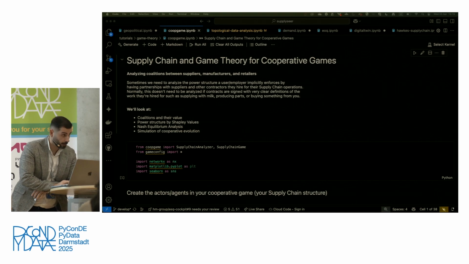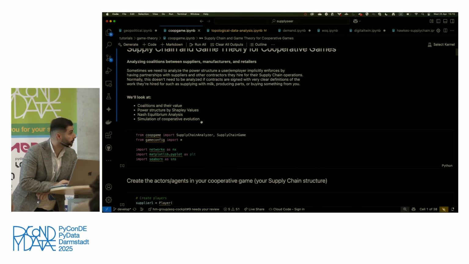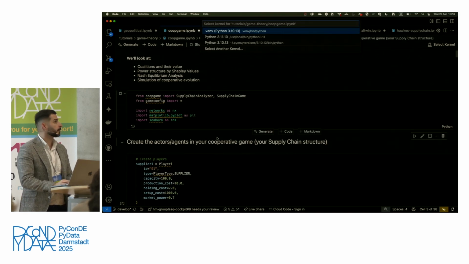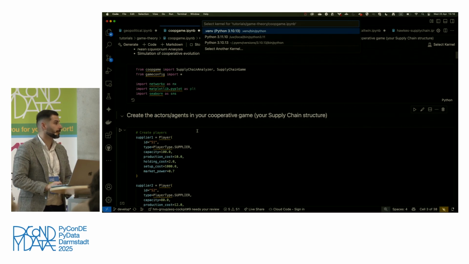And we're going to look at partnerships, coalitions and their value. We're going to look at Shapley values, power structure. We're going to look at Nash equilibrium. I'm going to tell you how we could interpret these things, and a simulation of cooperative evolution. So let me just import these things. I would say cooperative games are very common in supply chain and logistics.